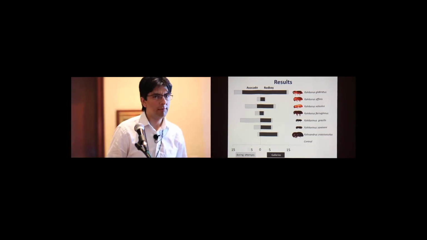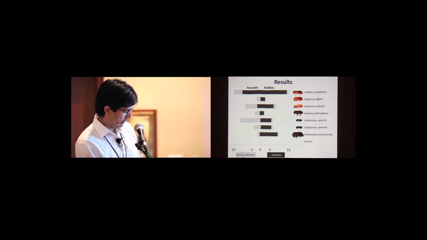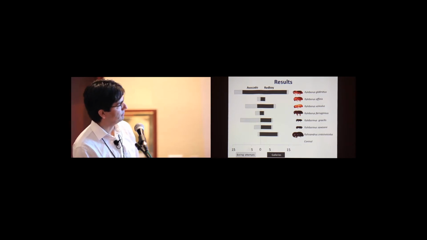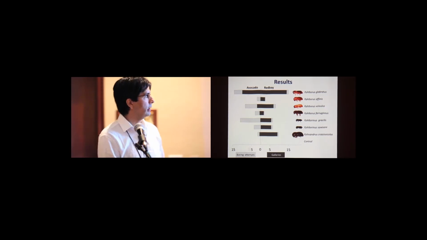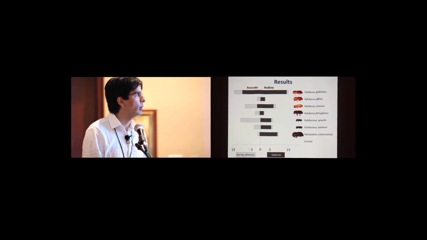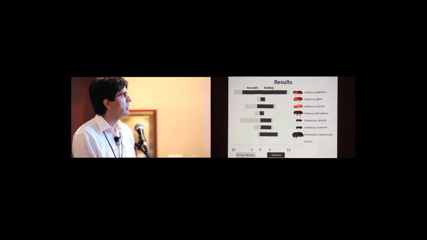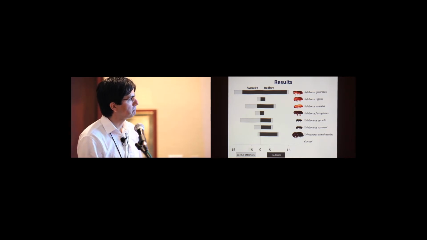And this graph here shows the boring attempts and the galleries. You can see that Xyleborus glabratus has a similar number of boring attempts and construction of galleries in both hosts. It did well in both of them, but all the other beetles, in general, attack both avocado and redbay, but the number of galleries constructed was significantly higher in redbay than in avocado. That has something to do with what we were observing yesterday with the secretions that avocado has.